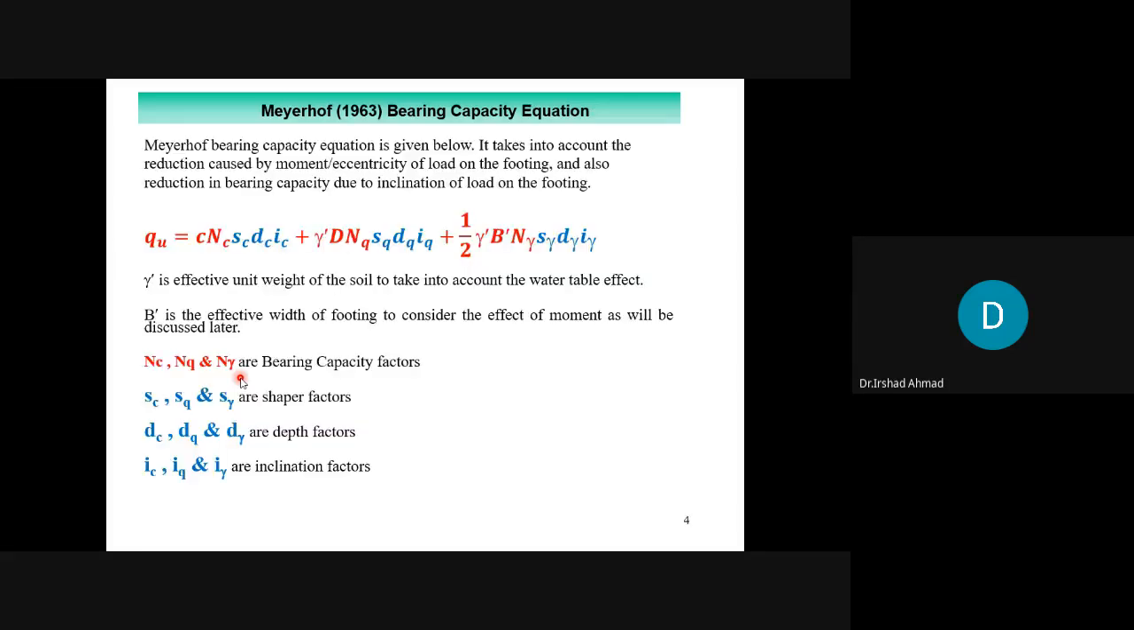So first of all, you take a screenshot of this equation or write it down with you, so that when we solve problems, you have this equation ready with you. You can write it, or you can take a picture, a screenshot.